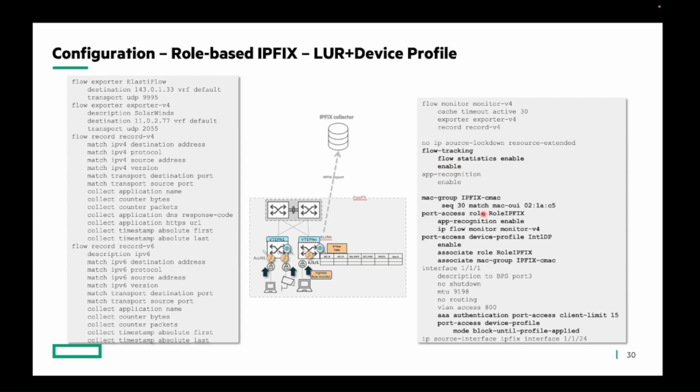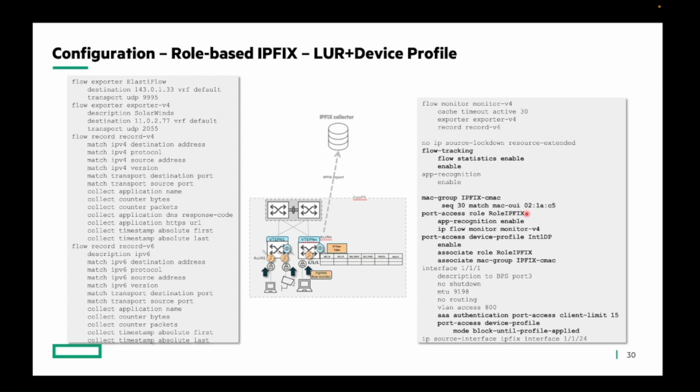Now, since it is device profiling, I'm doing all those MAC grouping and port access on the switch itself. There is no CPPM here. See on the diagram as well. So I'm using MAC group, name this, and then I'm saying use OUI. So all my clients have a MAC OUI of 02:1A:C5. So I'm calling them out.